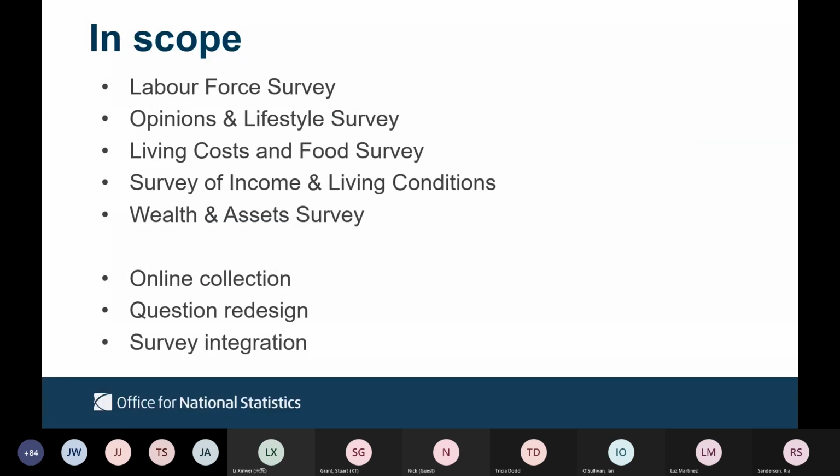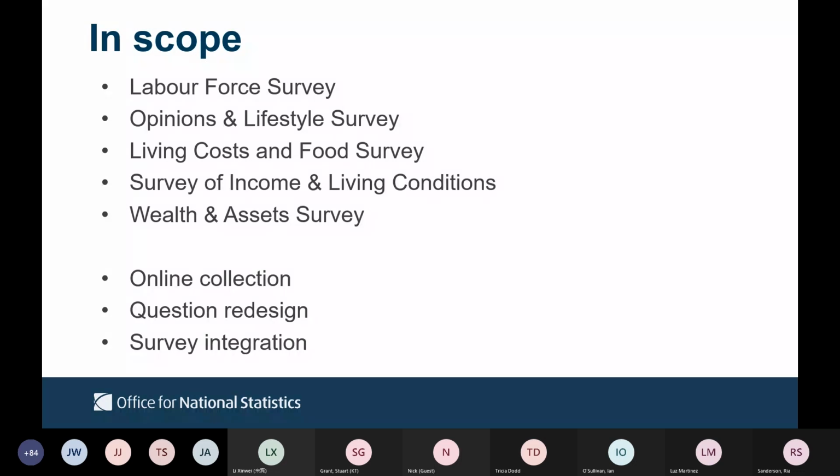The Labour Force Survey, the Opinions and Lifestyle Survey, and the three financial surveys that ONS runs, the Living Costs and Food Survey, the Income and Living Conditions Survey and Wealth and Assets are all within scope of the transformation programme, and we've made varying degrees of progress in relation to the transformation of those particular surveys, and I'll go into a little bit more detail about that shortly.